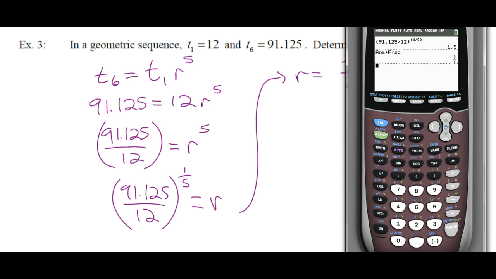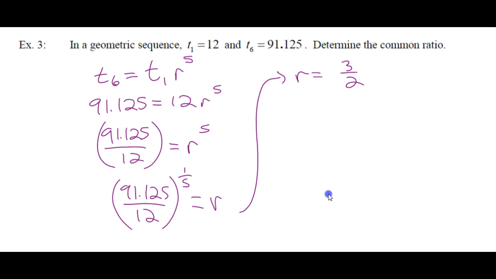You can also do fifth root. To do fifth root, you got to put the 5 in first, then go to the math menu, number 5, which gives you the x root, and then put in the 91.125 divided by 12, and get the 1.5. Okay? Either way. Questions so far?